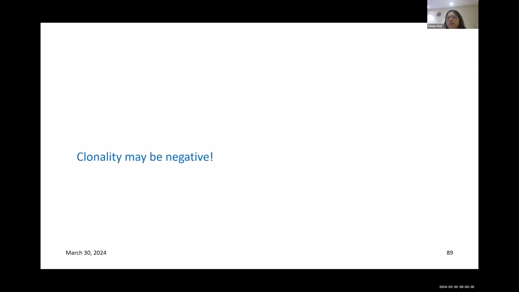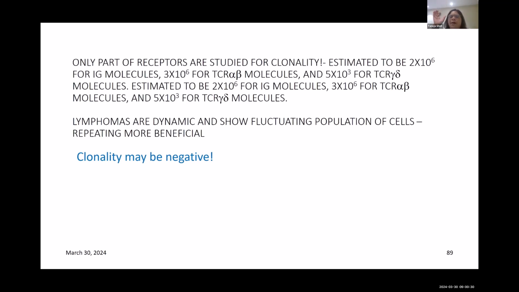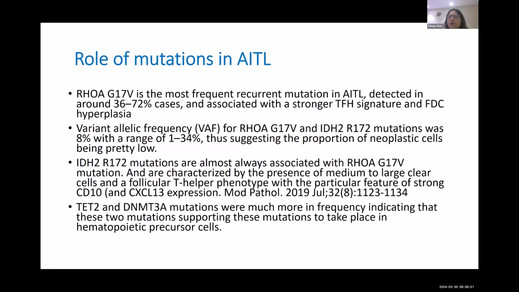But mind you, in many of the cases of T cell lymphoma, clonality may be negative because only part of the entire gene is in it. That's why we have NGS for clonality as well. And lymphomas are dynamic, and especially in T cell lymphomas, the T cell population is very small. So that's why flow sometimes becomes very important, because you can pick up a small population and then do clonality only in that.